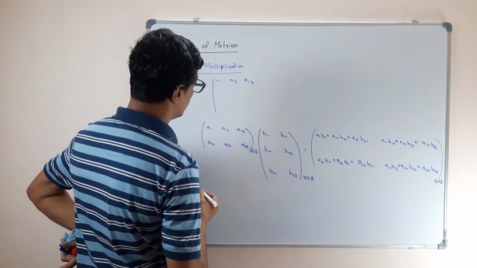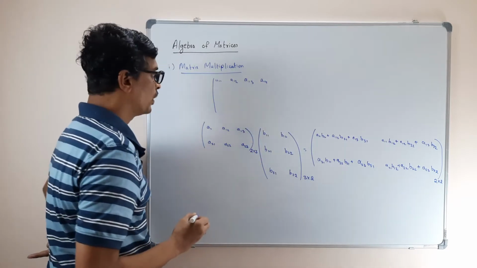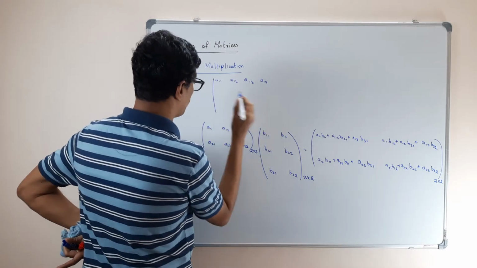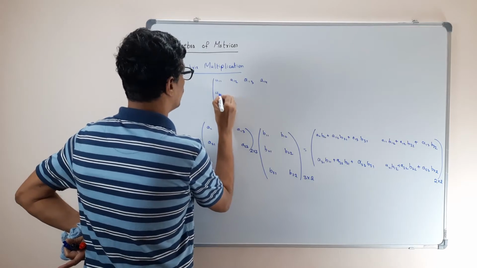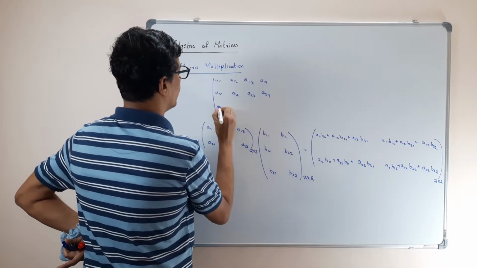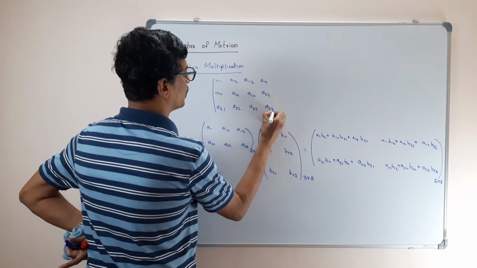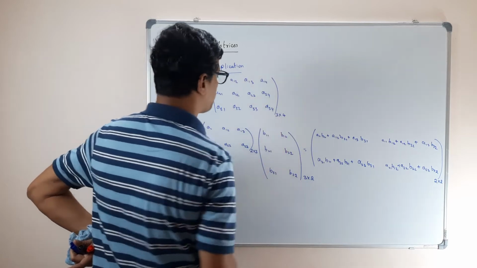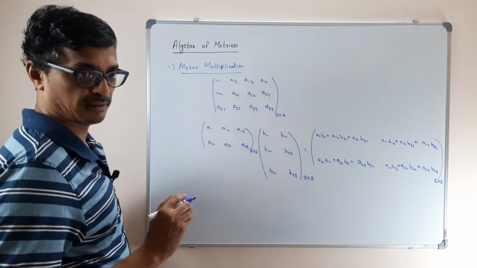and I'll make one more, A14. So then I am going to make 4. A21, A22, A23, A24, A31, A32, A33, A34. So what is the order of the matrix? This is 3 cross 4. Am I right? So let me multiply with the 4 cross 2 matrix.